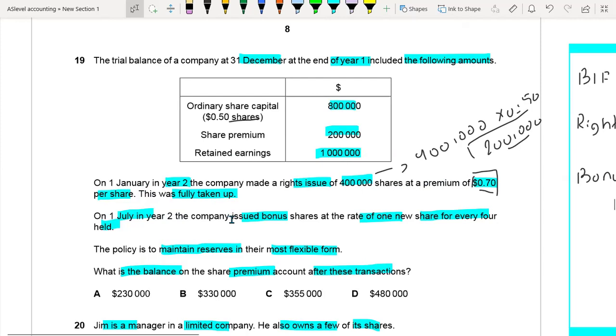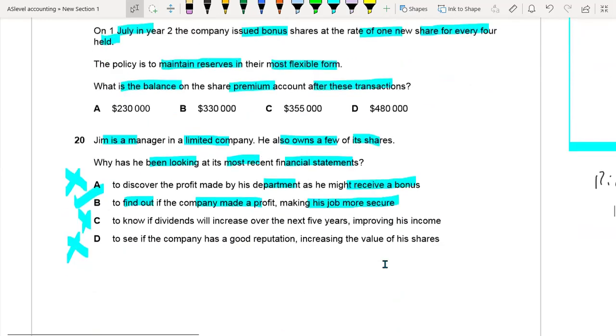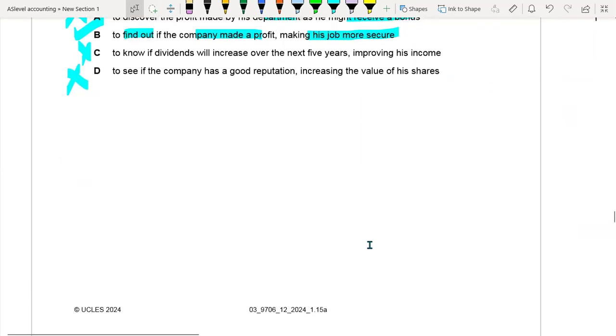On 1st July in year two, the company issued bonus shares at the rate of one new share for every four held. The policy is to maintain reserves in the most flexible form. What is the balance on the share premium account after these transactions? So this is very easy. Let's do it.